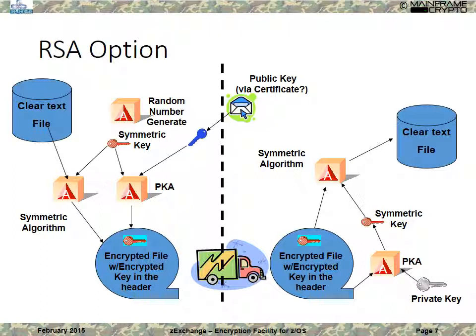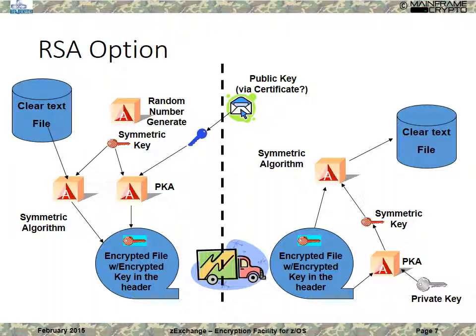So now you don't have to communicate with your partner each time you send them a file and tell them what the passphrase is. When they decrypt your file, they're simply going to point to their private key that corresponds to the public key that they sent you. The encryption facility will pull the encrypted copy of the symmetric key out of the header record, decrypt it using their private key, and now they have the symmetric key, the random number that you generated. They can now decrypt the file itself and recover the file and use it going forward.